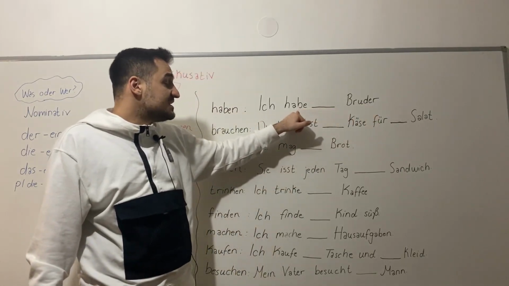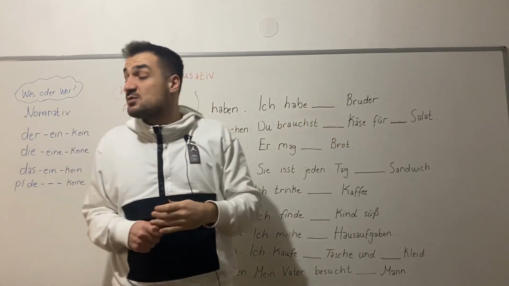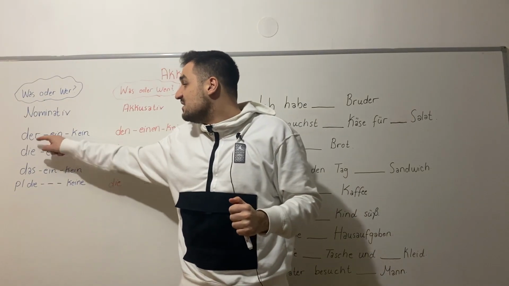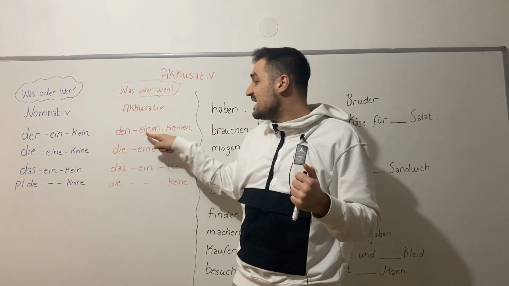But we must change the sentence to the accusative case, and you want to say a. In this case, we are looking here. Der is the, ein is a. In the accusative case here, we are saying den and einen.